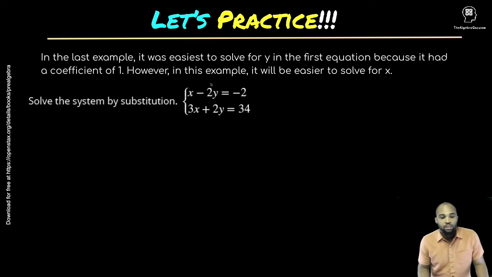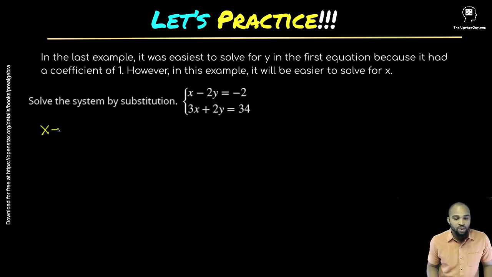All right, in the last example, it was easy to solve for y in the first equation because they had a coefficient of 1. However, in this example, it's going to be easier to solve for x. So I'm going to do x minus 2y equals negative 2. And this time I want to get x by itself by adding 2y on both sides. And that's x equals 2y.